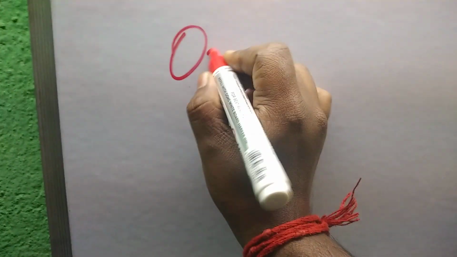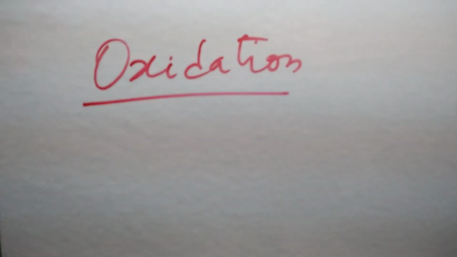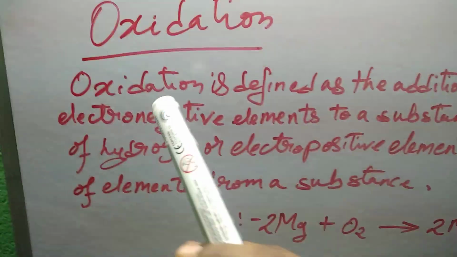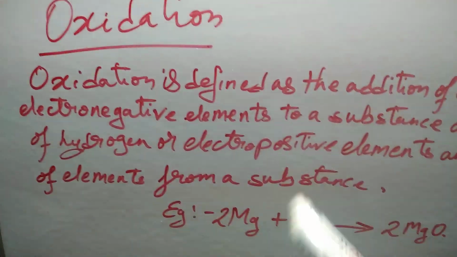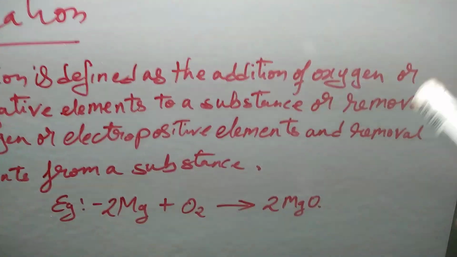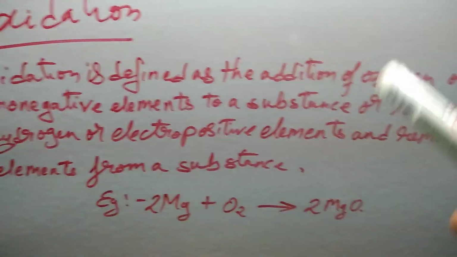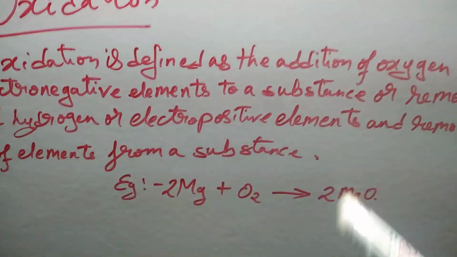Now I am going to provide you the classical idea about redox reaction, that is oxidation and reduction. Let's begin with the oxidation only. See students, definition. Oxidation is defined as the addition of oxygen or electronegative elements to a substance, or removal of hydrogen or electropositive elements from a substance.